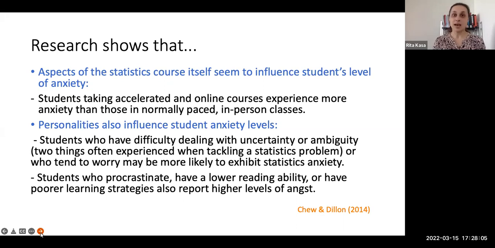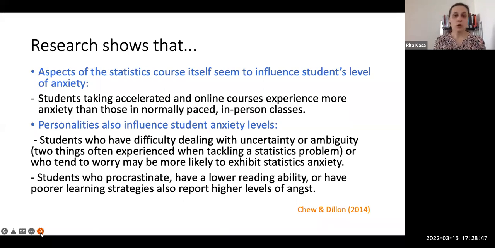It depends a lot on the time, how much time there is for the course. Now, let me talk a little about the personality of the student that also has something to do with the anxiety levels that students feel. Research indicates that students who have difficulty dealing with uncertainty or ambiguity tend to be more anxious. And in statistics, sometimes the solution doesn't seem very clear and obvious upfront. You need to struggle a little. So if people are uncomfortable with struggling a little until they figure out the problem, they might feel more anxious until they figure out the solution.